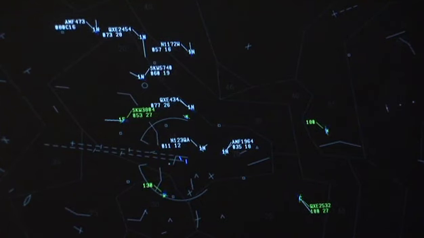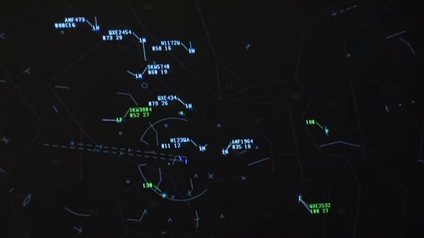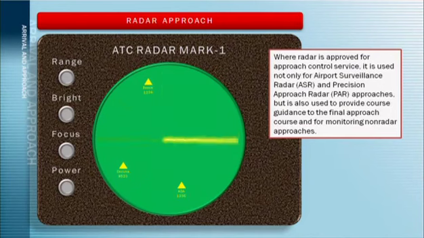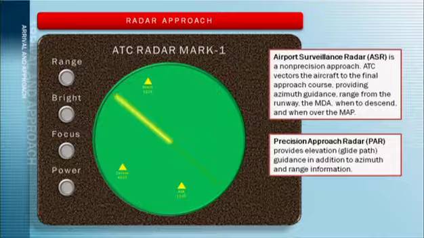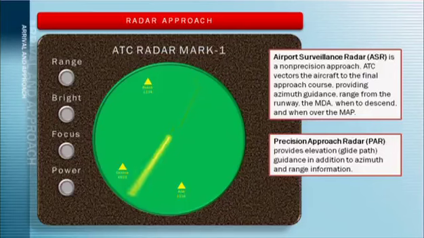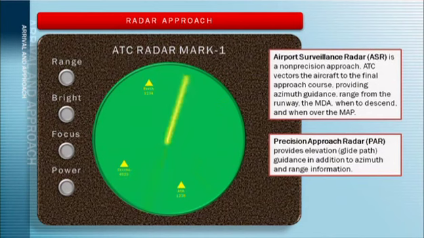Now, where radar is approved for approach control service, it is not only used for airport surveillance radar, but also precision approach radar approaches, and is also used to provide course guidance to the final approach course and for monitoring non-radar approaches. Airport surveillance radar, or ASR, is a non-precision approach. ATC vectors the aircraft to the final approach course, providing azimuth guidance, range from the runway, the MDA, when to descend, and when over the MAP.